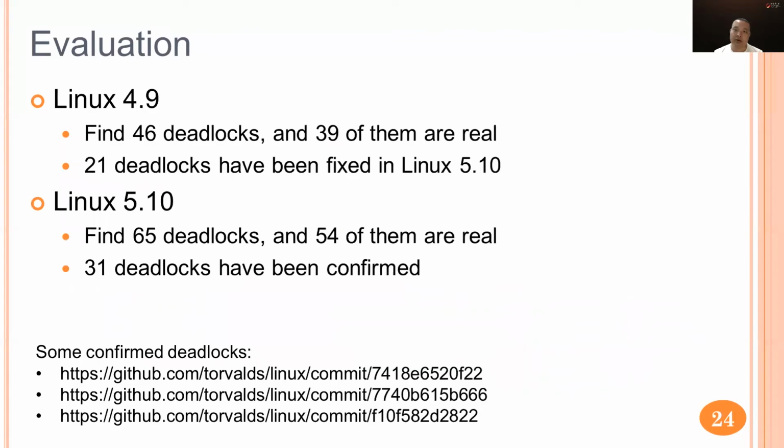In Linux 4.9, DLOS finds 46 deadlocks, and 39 of them are real. 21 deadlocks have been fixed in Linux 5.10. In Linux 5.10, DLOS finds 65 deadlocks, and 54 of them are real. 31 deadlocks have been confirmed by kernel developers. The links of some confirmed deadlocks are listed in the slide.